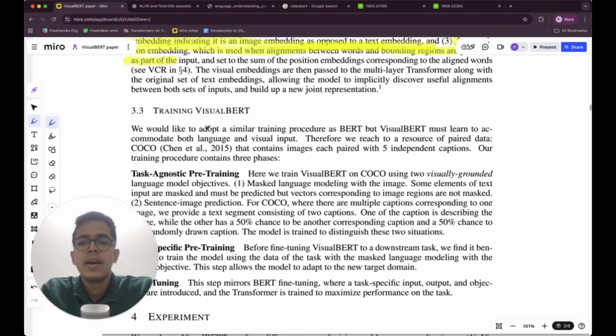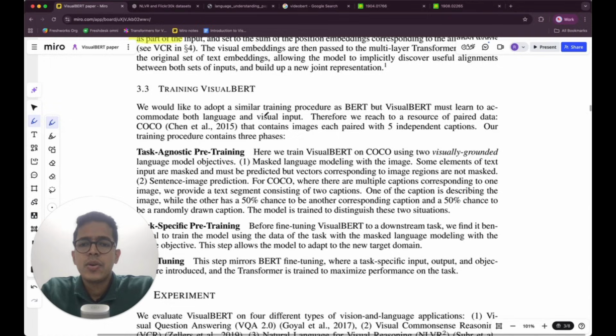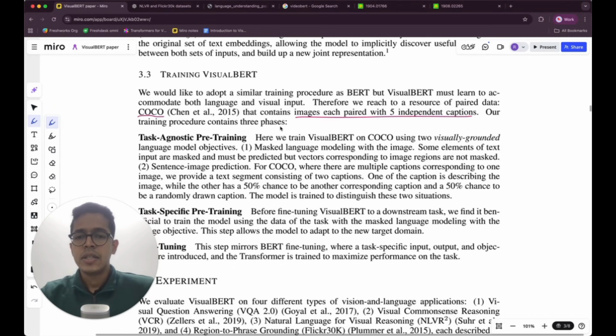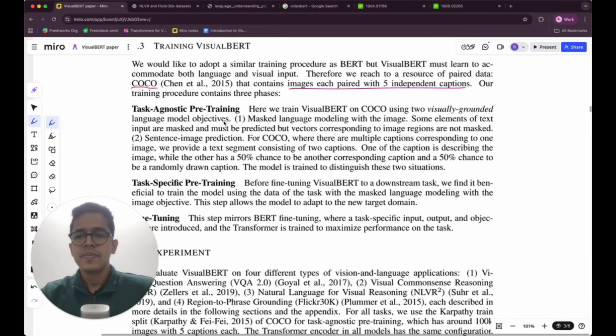Amazing. Now, training VisualBERT. We would like to adopt a similar training procedure as that of BERT, but VisualBERT must learn to accommodate both language and visual input. Therefore, we reach to a resource of paired data, the COCO data set of image caption pairs that contains images, each paired with 5 independent captions. So corresponding to every image, there are 5 independent captions. Our training procedure contains 3 phases.